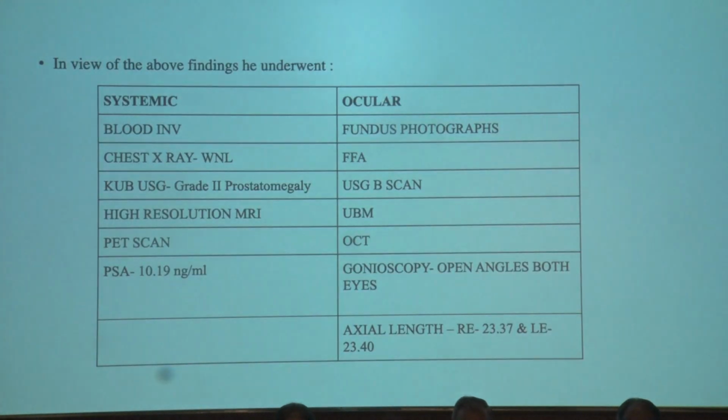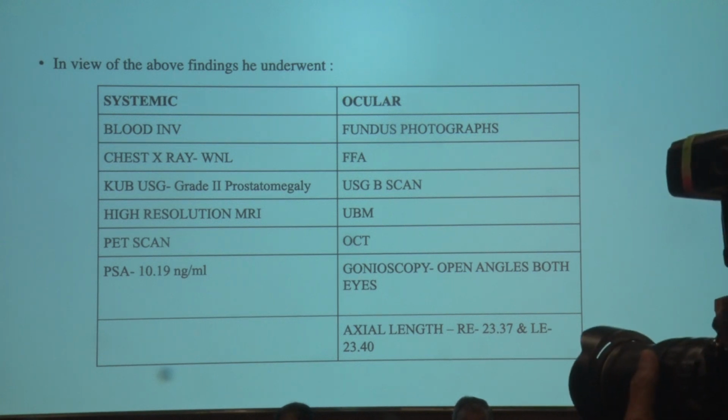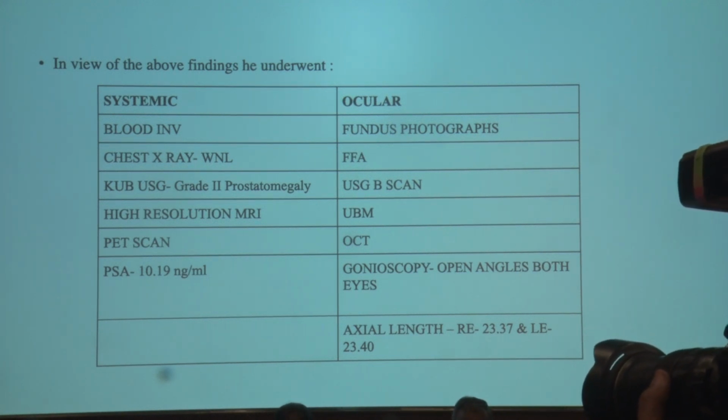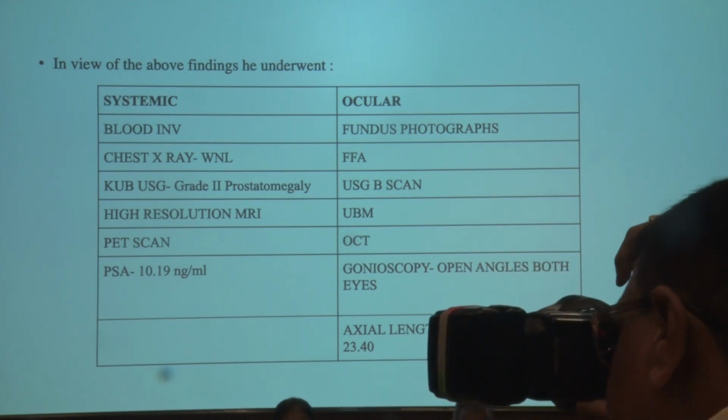And so he underwent a battery of investigations to rule out all the possible causes. The blood investigations, the routine CBC and ESR, were within normal limits. The chest X-ray was within normal limits. He also complained of minor difficulty in passing urine, so he underwent a KUB USG which showed a grade 2 prostatomegaly. Then he underwent a prostate specific antigen test, which was high at a level of 10.19 nanogram per ml.